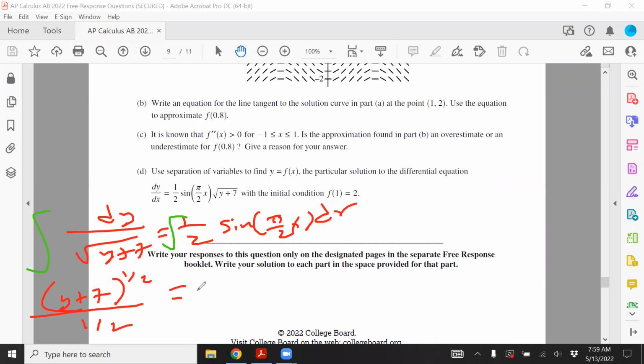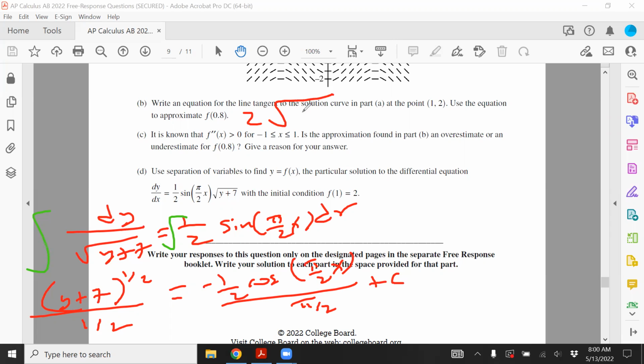And the other side, the antiderivative of sine is negative cosine. So it'll be negative 1/2 cosine pi over 2 x. And you got to divide by pi over 2, of course. Then you got to do some fraction arithmetic, and plus c, don't forget about that. So right now, separating is probably 1 point. Doing the antiderivative is probably 1 point for each side. Solve and receive probably another point.